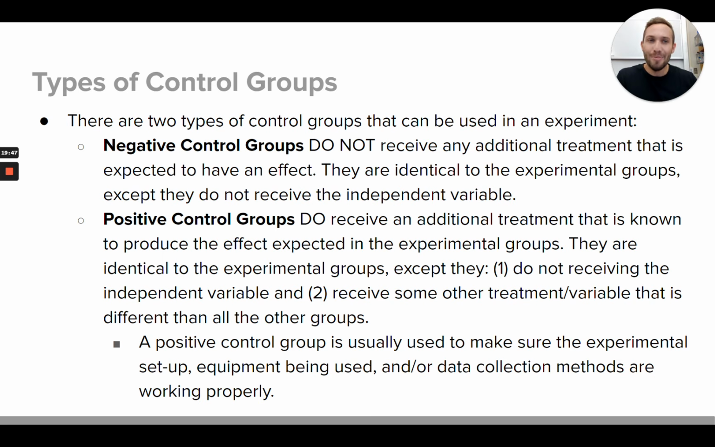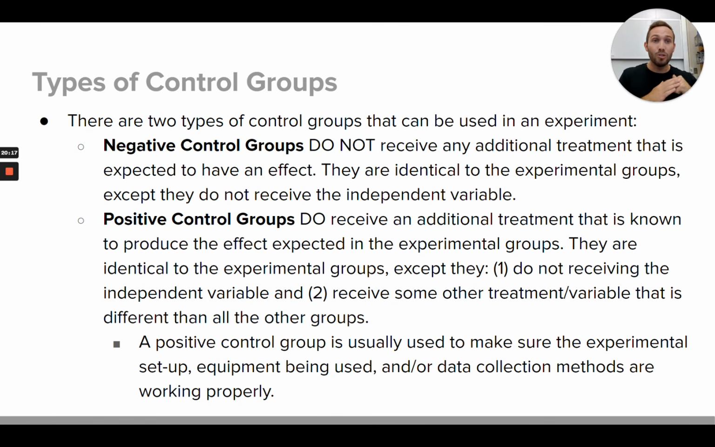And then to make this slightly more complicated, there are two different types of control groups that you guys need to know for this class. There's something called negative control groups and positive control groups. They're both control groups, and they're both used to create a baseline of comparison. You're going to use these special groups to compare what's happening to your other groups to reveal important things.